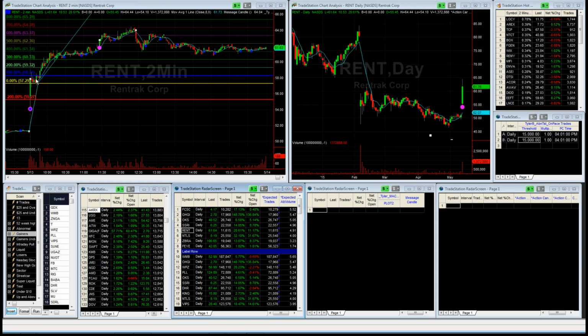Rent, I bought right where my cursor is at 942. By the end of the day, it was up 1, 2, 3.5 times risk. Could have got out at a little better exit, but I used my hold until close, as I find that overall, that's the best exit. So that one earned 3.5 times risk.